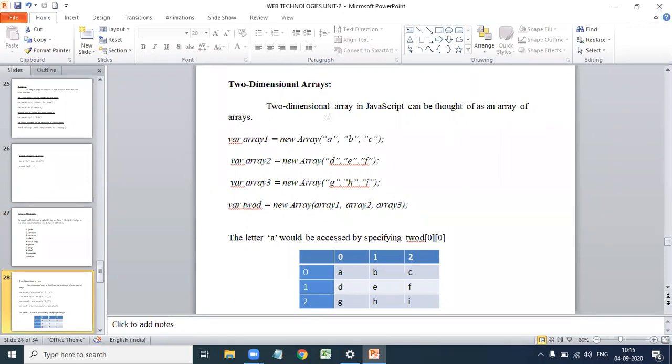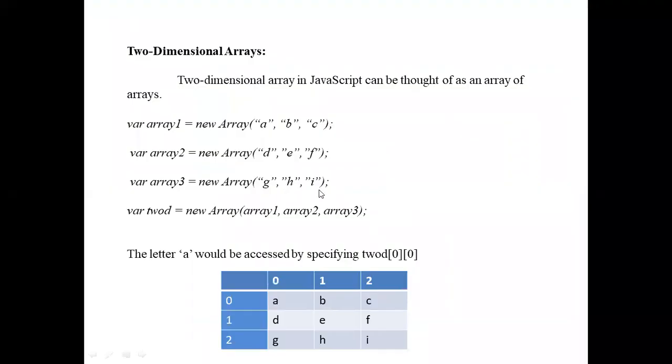Next, the two-dimensional array. A two-dimensional array in JavaScript is an array of arrays. Suppose in this example there are three arrays: array 1, array 2, array 3. Array 1 consists of elements A, B, C. Array 2 consists of elements D, E, F. Array 3 consists of elements G, H, I. Now the two-dimensional array here, var 2D, is an array of these three arrays.